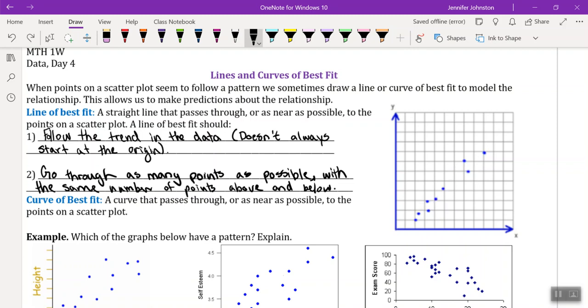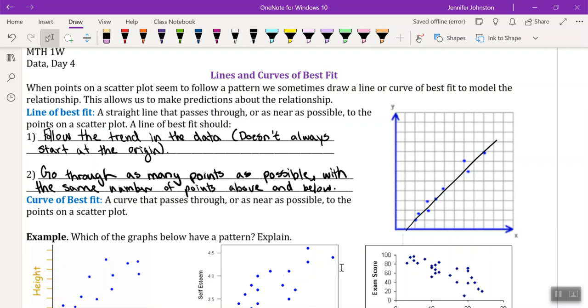So we're not connecting the dots here. We also don't want our line to look like this. You might say, hey, Miss Johnston, we have almost the same number of points above and below, but this is not following the trend in the data. So make sure it's going in the way of the data, it's positive.